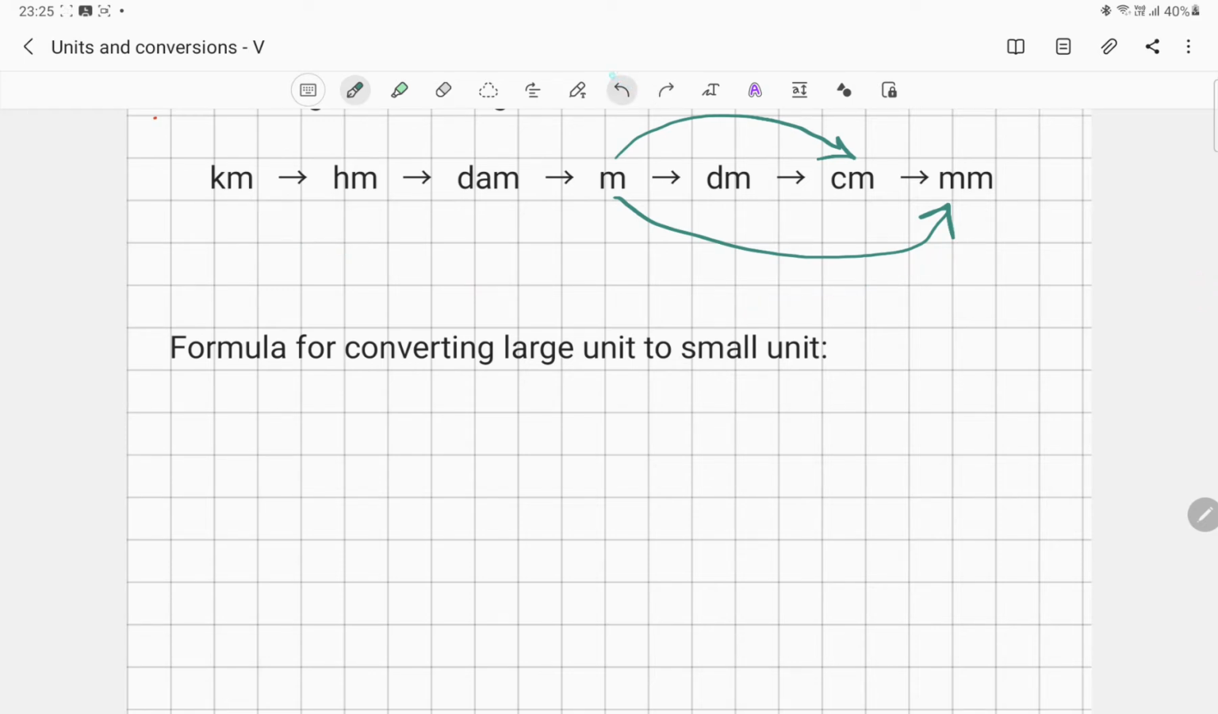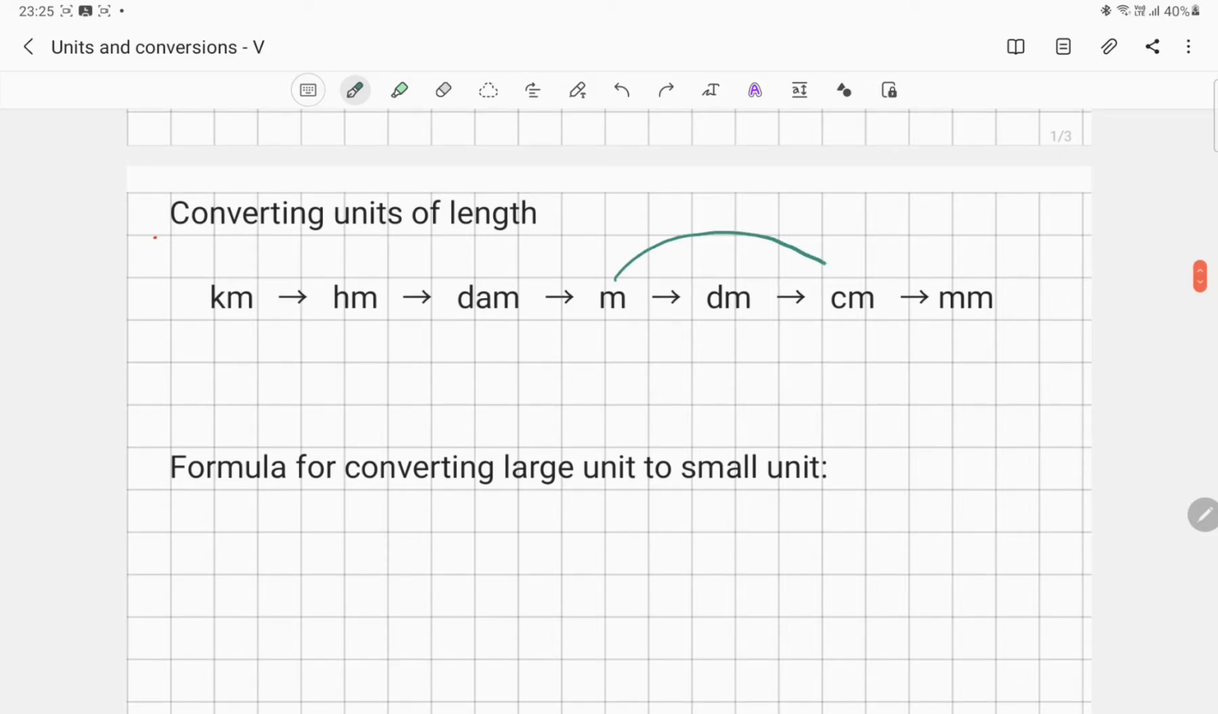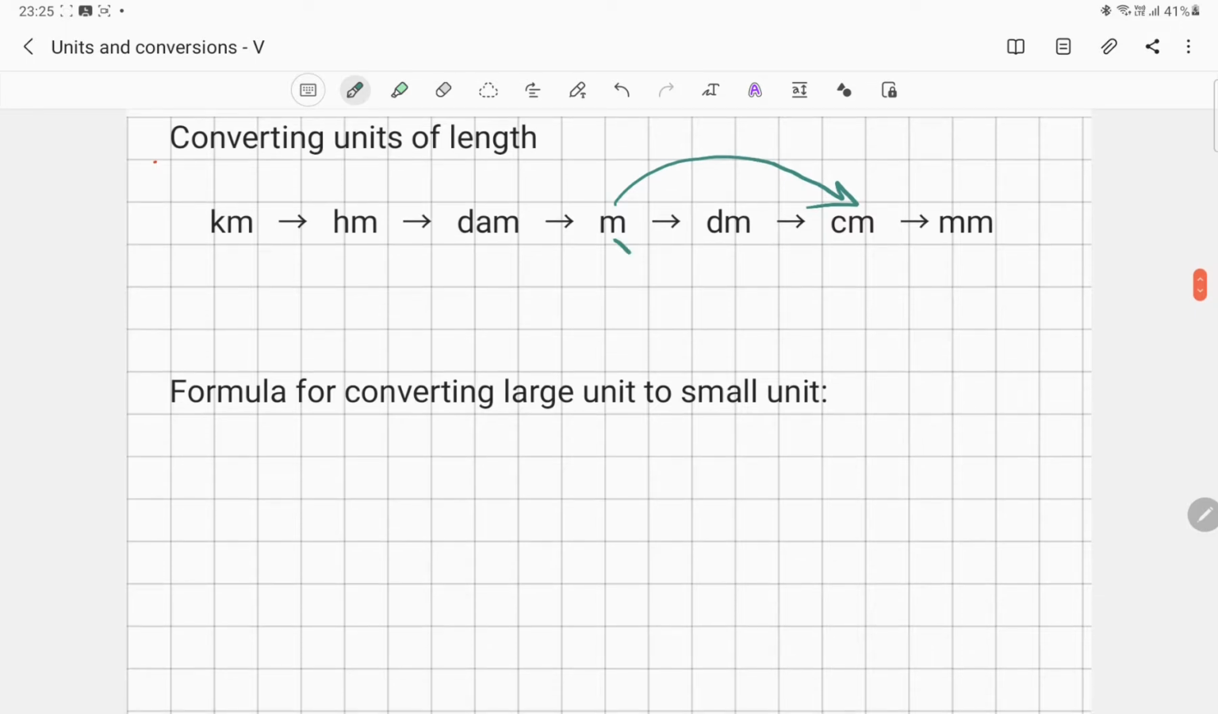Let us take a simpler example. Let us start with something simple. Let us say I want you to convert a meter into a centimeter. Before you continue with this video, I hope you are able to convert a meter into a decimeter. If you don't know how to do that, you have to go to my previous videos. But if you can do these single step conversions, then you should continue watching this video.